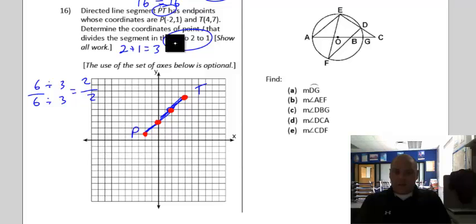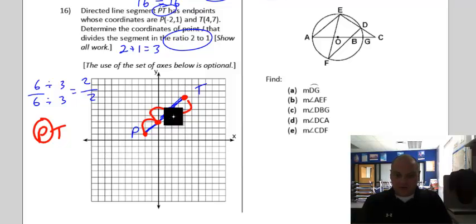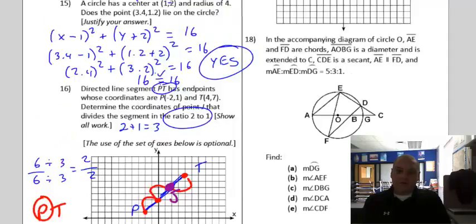All right, and I want 2 to 1 starting with P. PT, start with P. I need 2, and then I need 1. All right, so there's my point right there. There's my point J. My point J is right there because it's that point right there. So that is the 0.25.